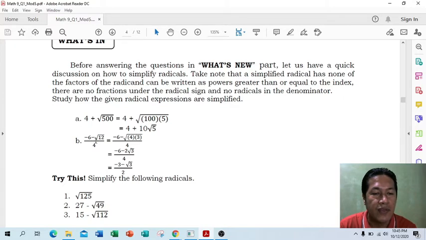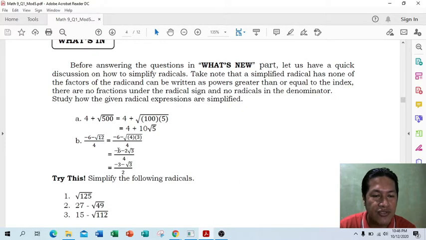Negative 6 minus square root of 12 divided by 4 equals negative 6 minus square root of factors ng 12 na may perfect square root is 4 and 3. May perfect square root si 4. Okay, perfect square root ng 4. Square root of 4 is 2. At ito ay labas si 2 dito kang square root na sign. Naiwan si 3. So, answer is negative 6, negative 2, square root of 3 over 4.